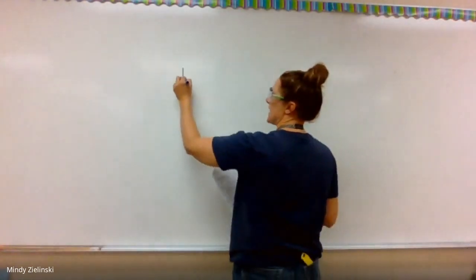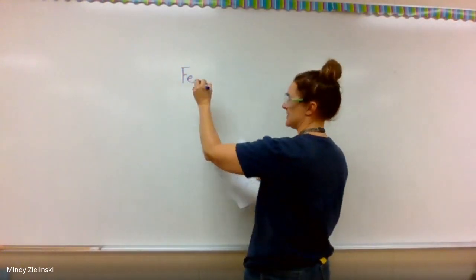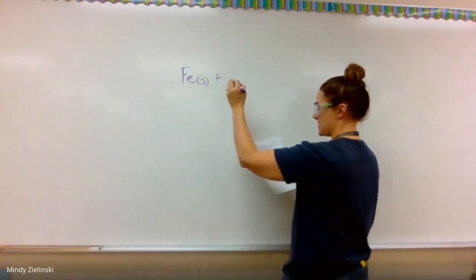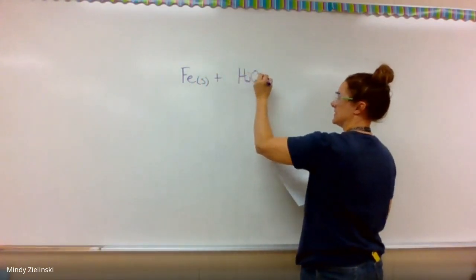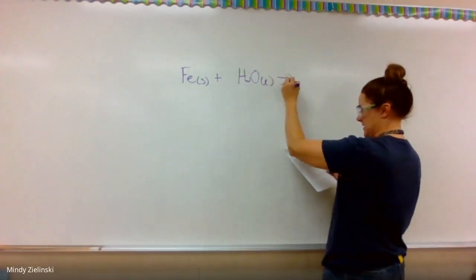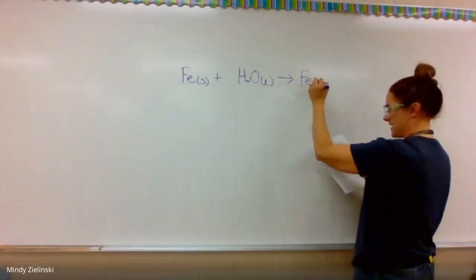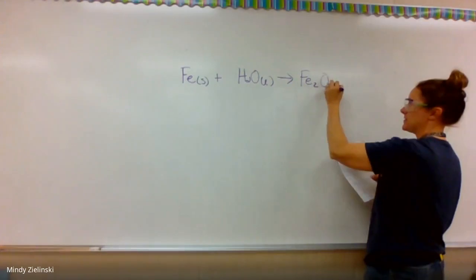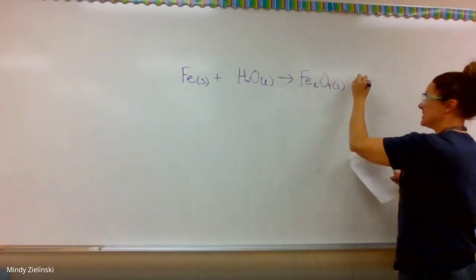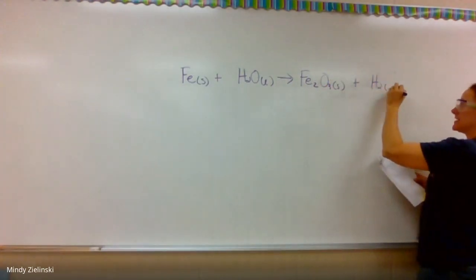All right. So this last one, iron. So we have iron solid plus water liquid yields Fe2O3 solid plus hydrogen gas.